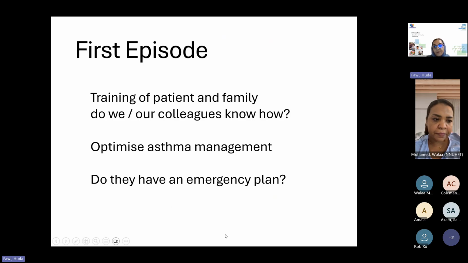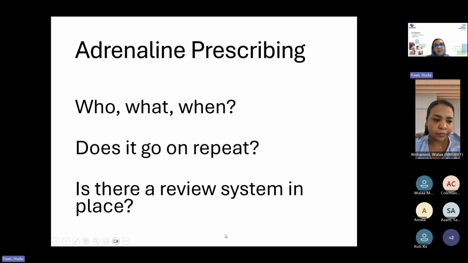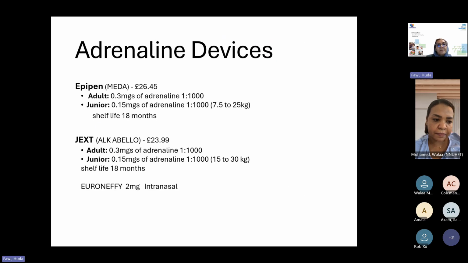And do they have an emergency plan? Right. So who, what, and when? So I'll be telling you about what types of pen. Does it go and repeat? Yes, it does go and repeat. And there needs to be a review system in place. In the hospital, we see them once, and I possibly see them again. Some clinics only see them once and then discharge to the GP, but the GPs need to have a review system in place. Okay, so there are 3 types of adrenaline.